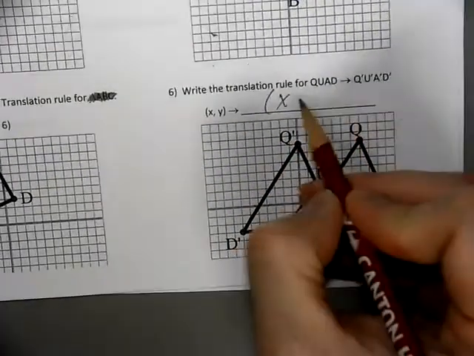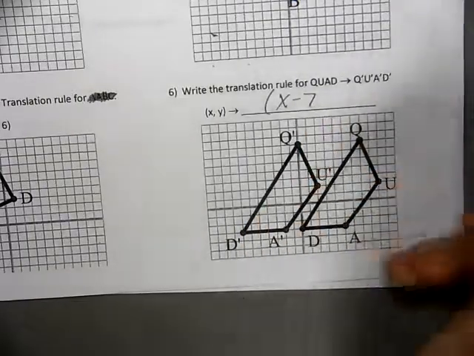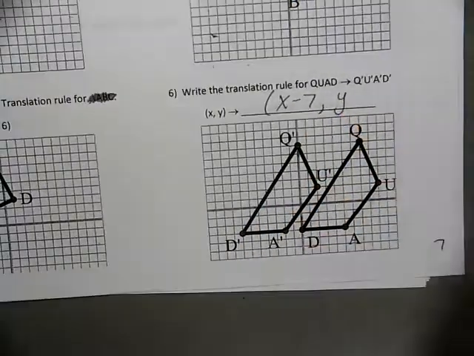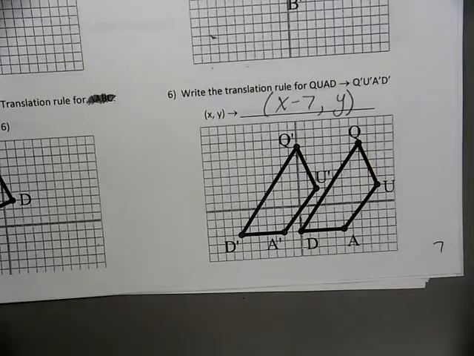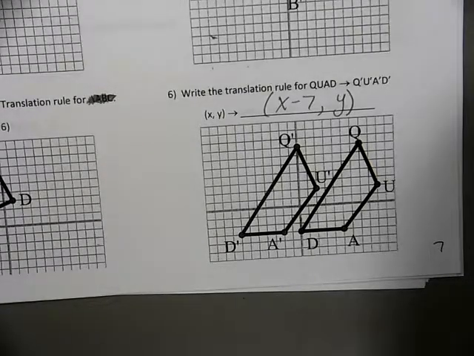So X is moving to the left 7, and the Y value isn't moving at all. So you can put plus 0, or you can leave it at just Y. But you can't ignore the Y value. You have to put down at least Y.